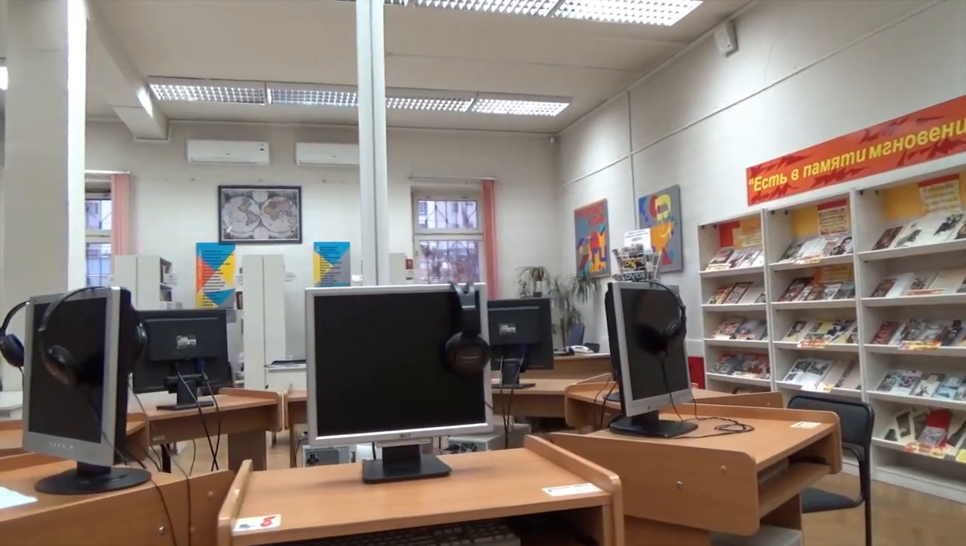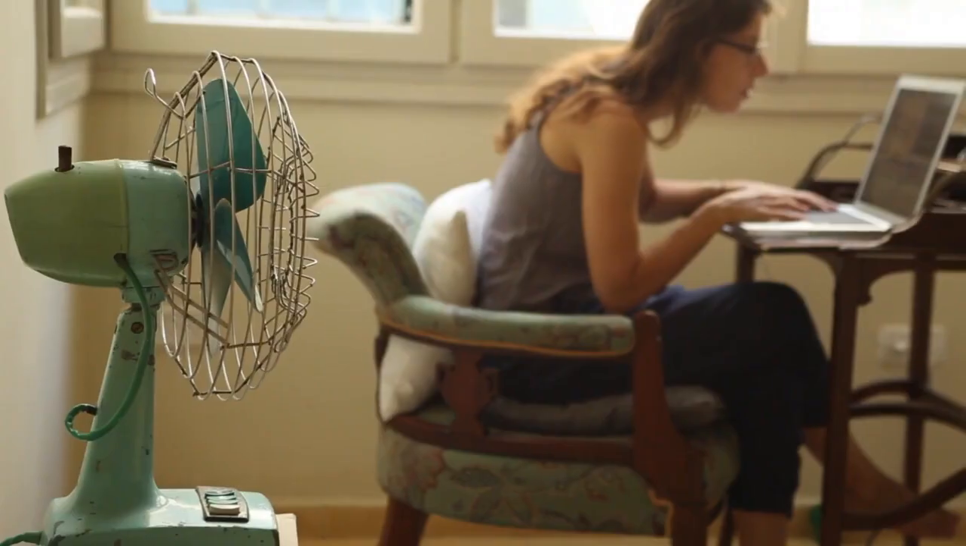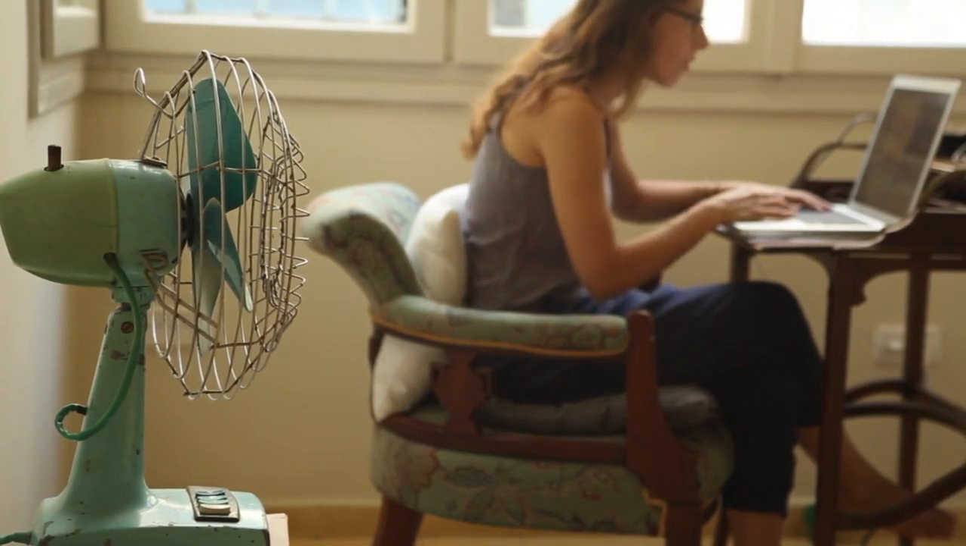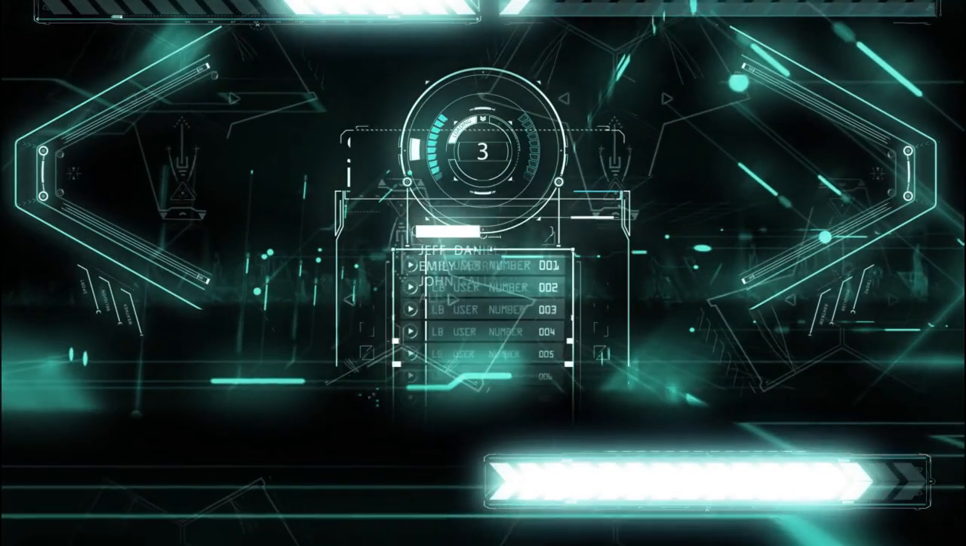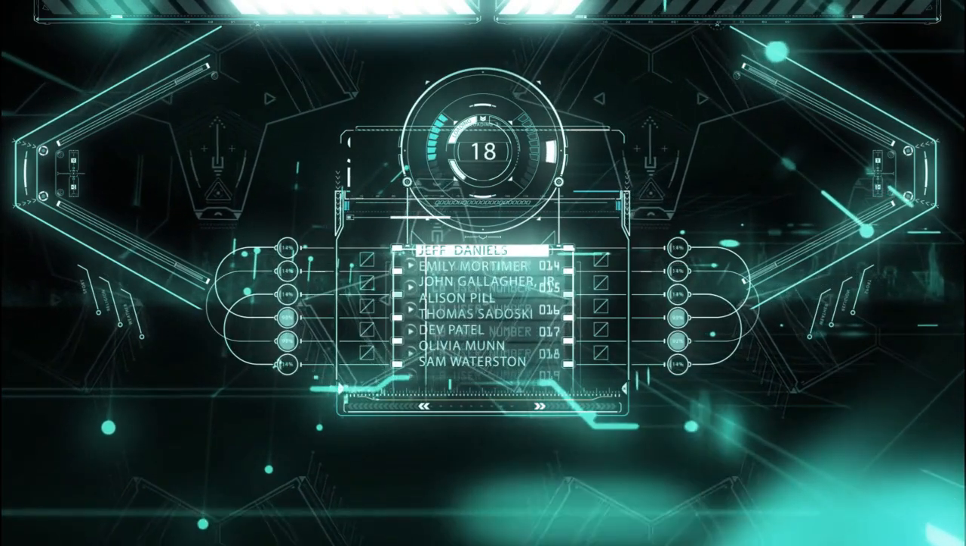Let's come to third. Try to avoid public Wi-Fi. Using public unsecured free Wi-Fi may make you happy, but it's also a good opportunity for hackers. These unsecured Wi-Fi networks make the job of hackers very easy. So avoid using your email or any online transactions or anything that needs you to log in.